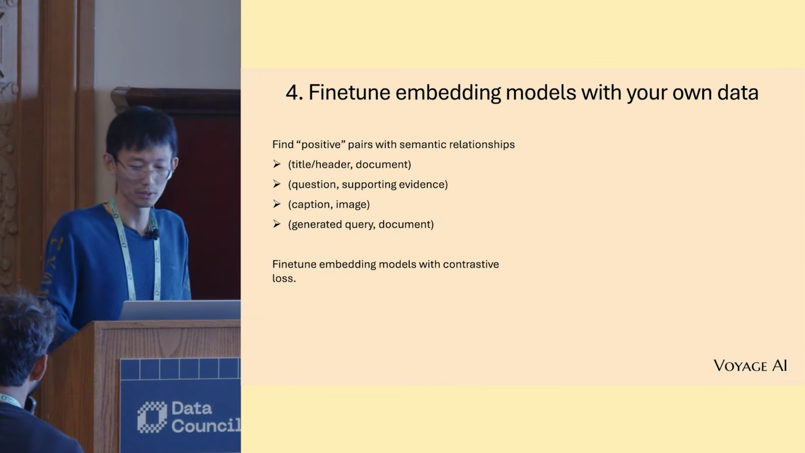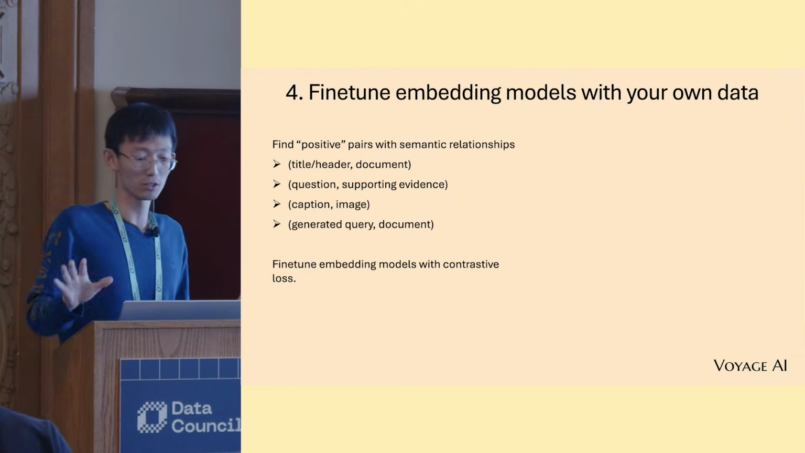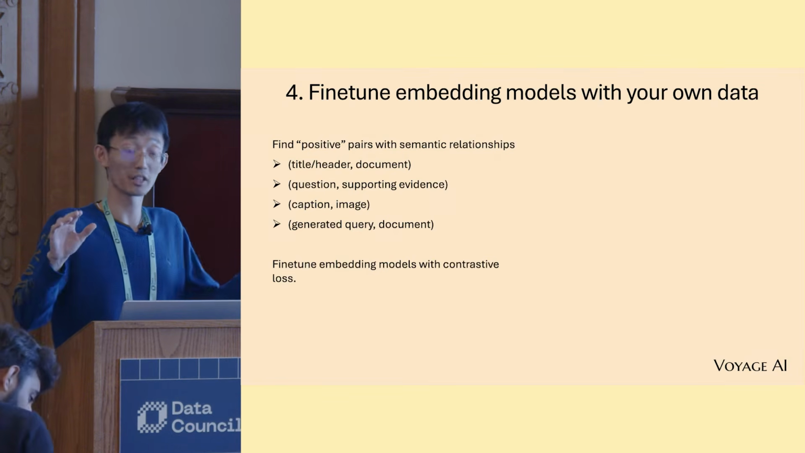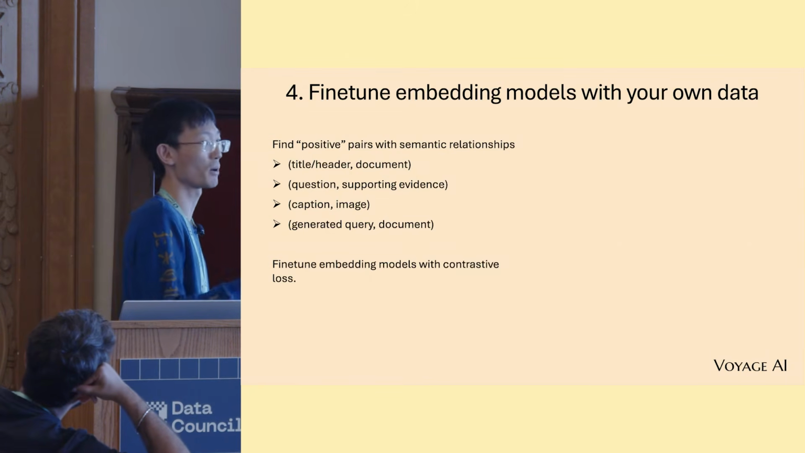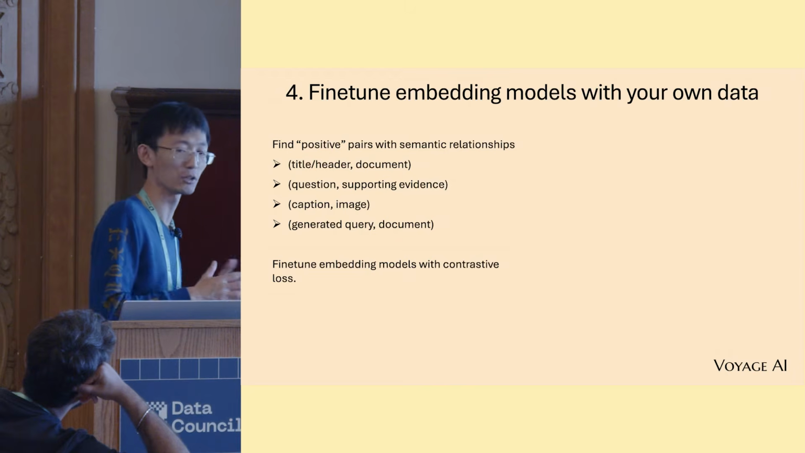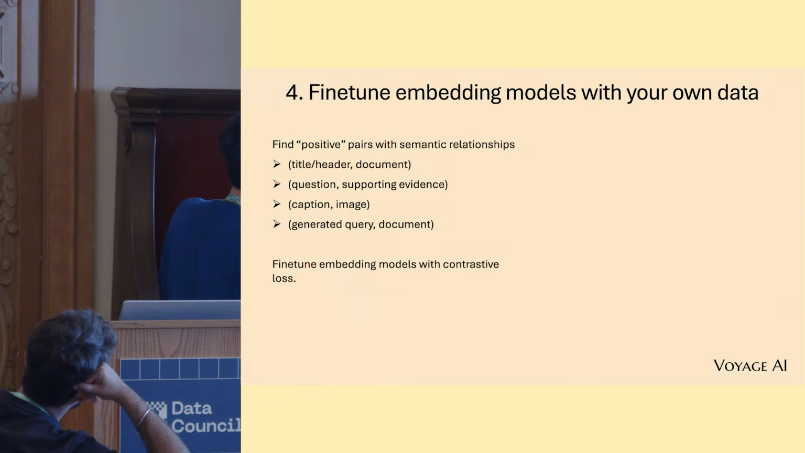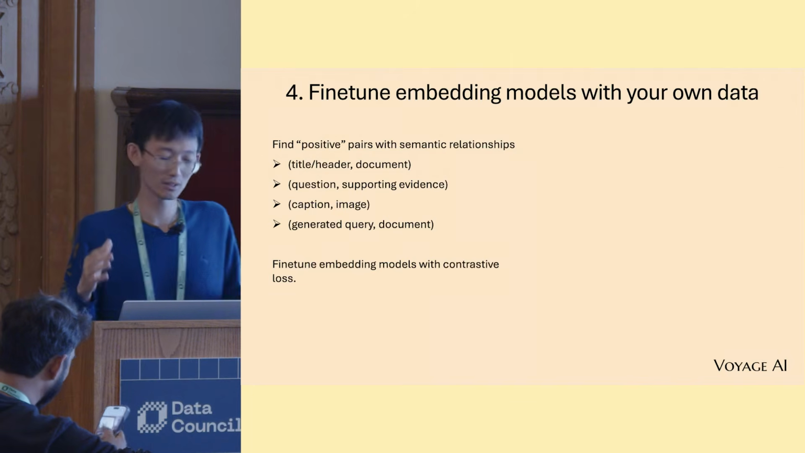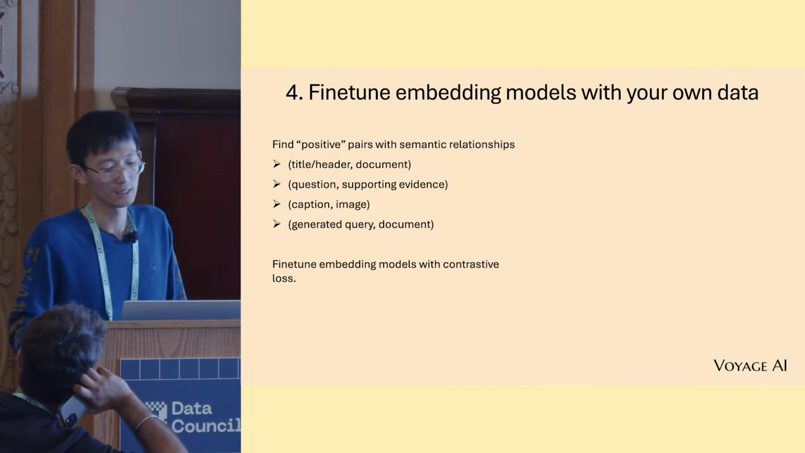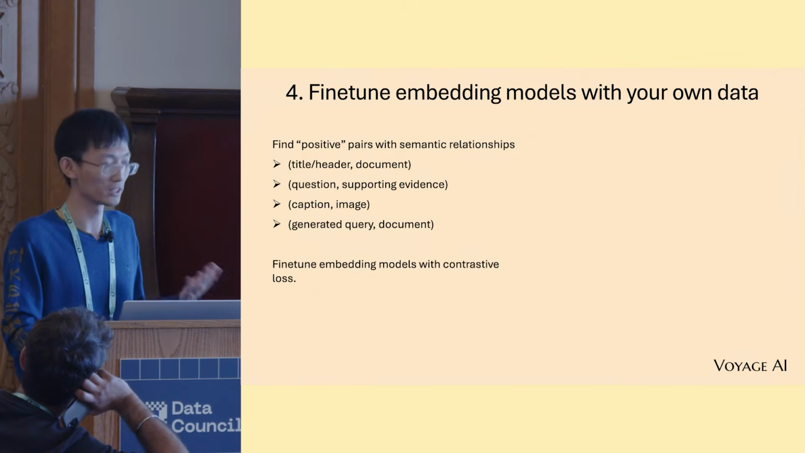There are many different ways to train these customized embedding models. Generally, you need to find some pairs, called positive pairs in the technical term. Basically, they are pairs of data that are supposed to be somewhat related. They don't have to be extremely related, right? It could be a title or header versus the document, a question and supporting evidence, a caption versus an image, or a query versus a document. Anything that is supposed to be a little bit related, you can use to fine-tune your embeddings with the so-called contrastive learning loss, and generally this improves the performance.